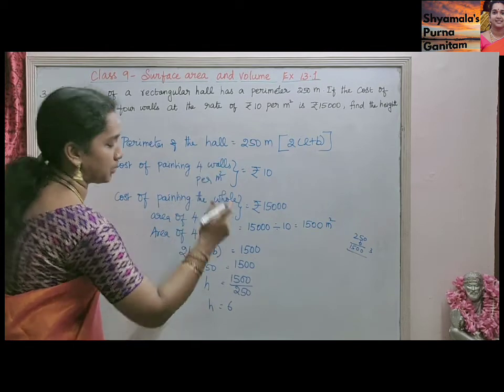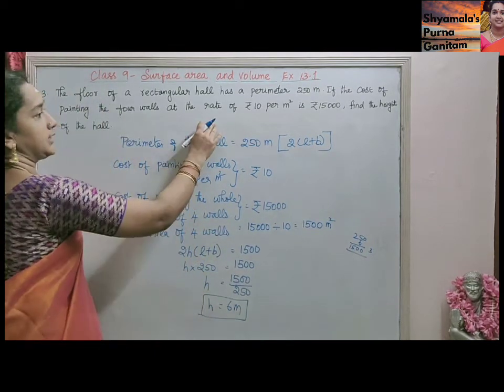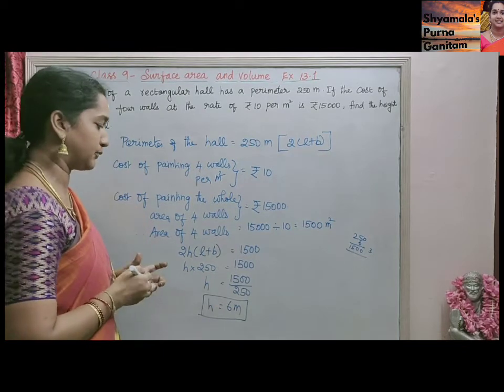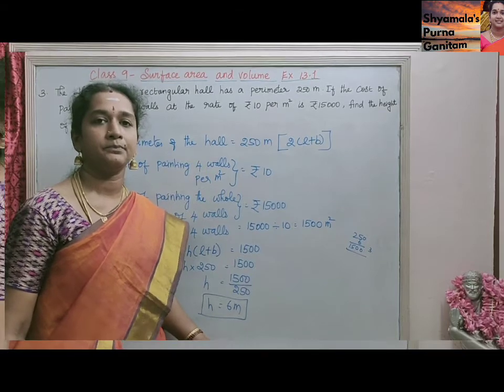So what is the height of the wall? The height of the wall is 6 meter. So that is the thing we are asked to find. Therefore the height of the wall is equal to 6 meters.